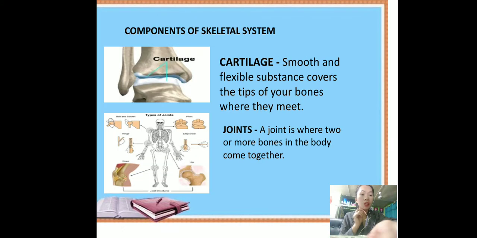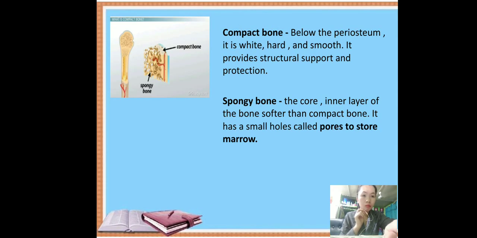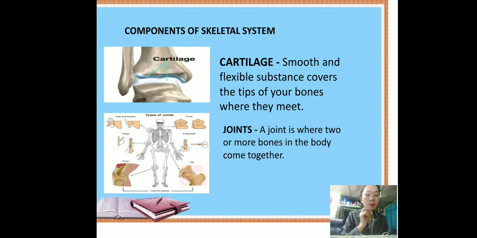So, next is components of skeletal system. So, first we have cartilage. Smooth and flexible substance covers the tips of your bones where they meet.